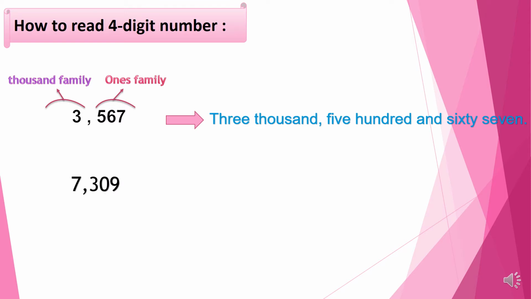Let's start counting from the right and put a comma. 1, 2, 3 and put a comma. Start from the right. Now I have the thousands family and the no name family or ones family. Start reading from the left. 7000. Don't forget to tell the name of the family. Don't say 7. No. 7000. 7309.